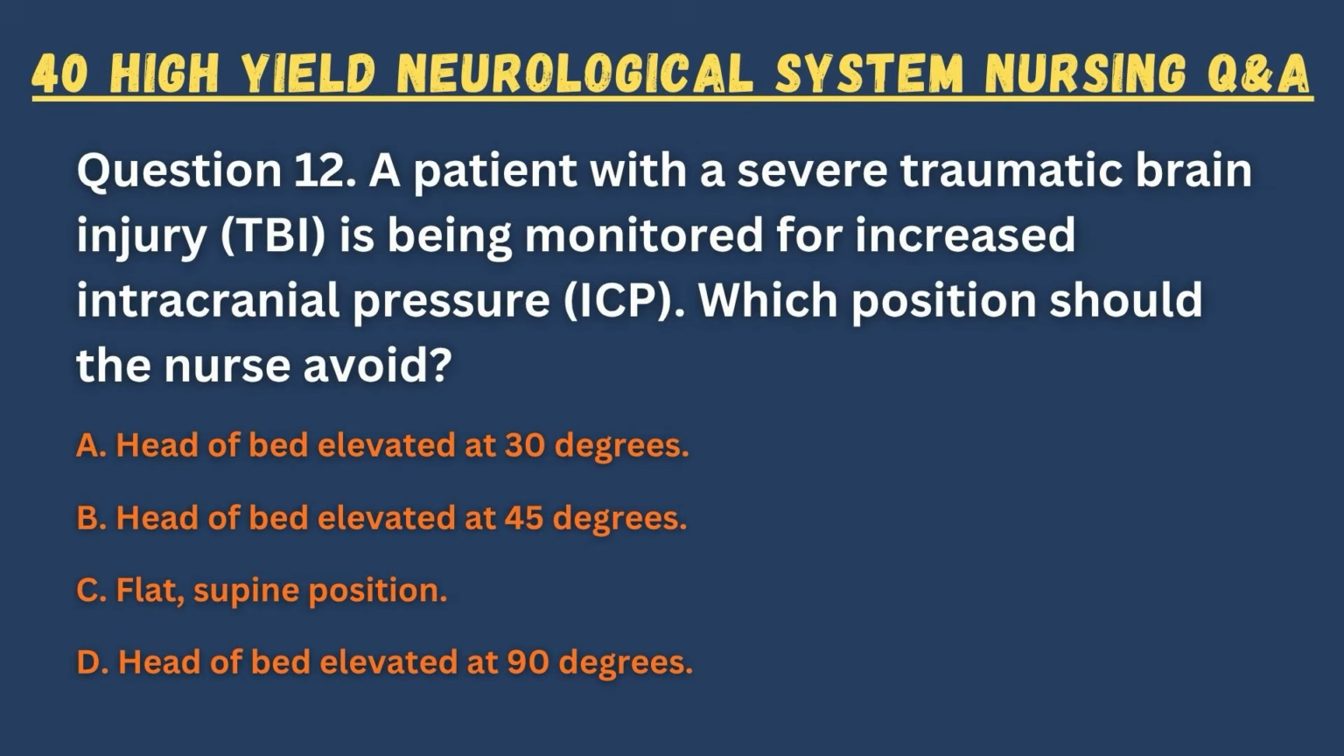Question 12. A patient with a severe traumatic brain injury, TBI, is being monitored for increased intracranial pressure, ICP. Which position should the nurse avoid? A. Head of bed elevated at 30 degrees. B. Head of bed elevated at 45 degrees. C. Flat, supine position. D. Head of bed elevated at 90 degrees.